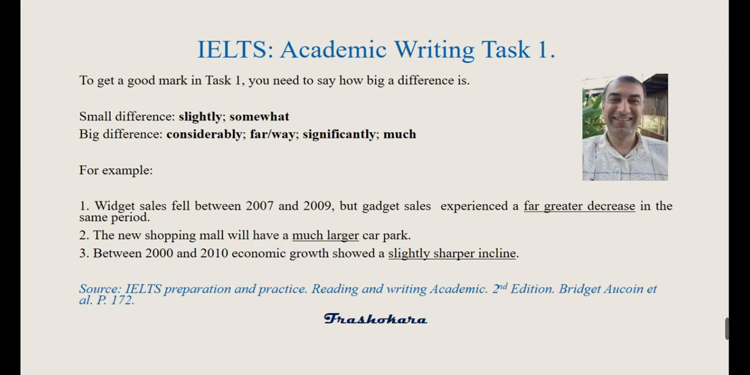For example, number 1. Widget sales fell between 2007 and 2009, but gadget sales experienced a far greater decrease in the same period. Number 2. The new shopping mall will have a much larger car park. Number 3. Between 2000 and 2010, economic growth showed a slightly sharper incline.